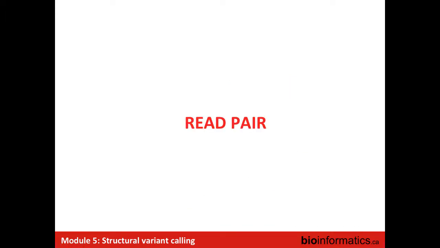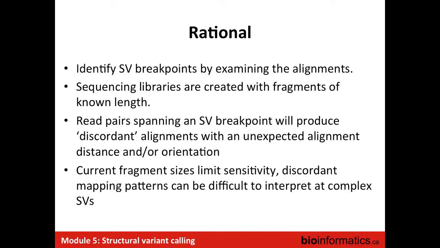So, read pair, how it works. The idea of the read pair is that you identify the breakpoint of your structural variant by looking at the alignment between your two reads. When you create your sequencing library, you create it with a specific fragment size, for example around 400 base pairs. If you span a variant, you expect that your reads will be too close or too far apart compared to what you sequenced. So the idea is to look at this variation of the insert size to determine the structural variant.